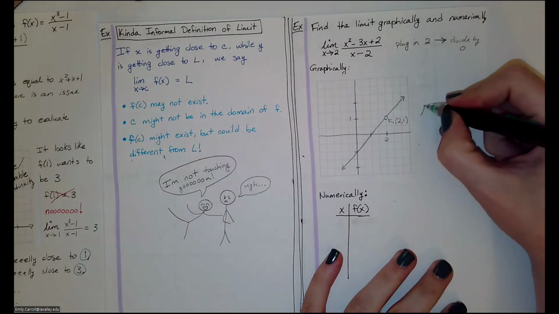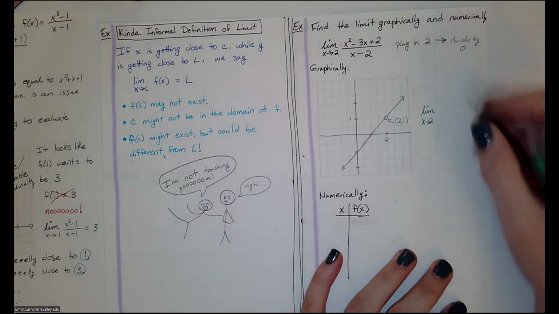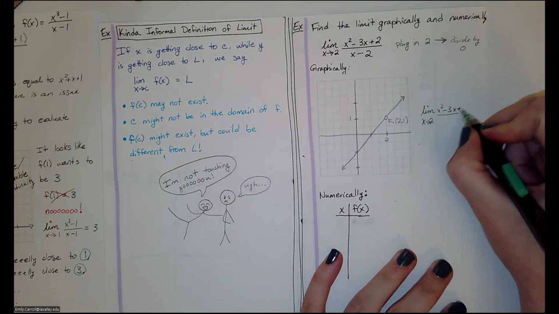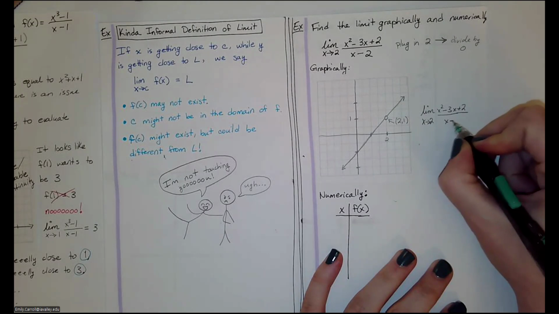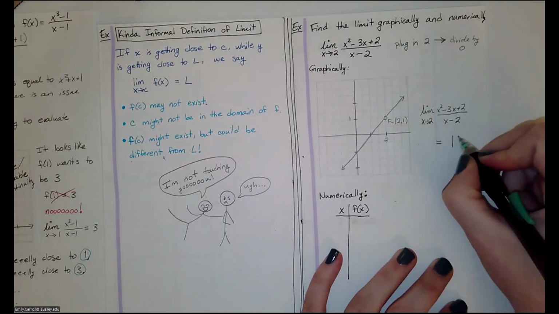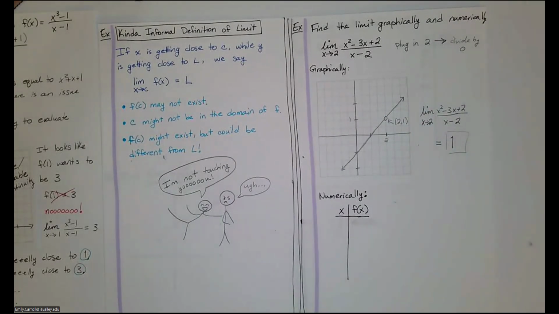So we can say the limit as x approaches 2 of this function is equal to the y value that it's trying to be, which is 1. And there's your answer.